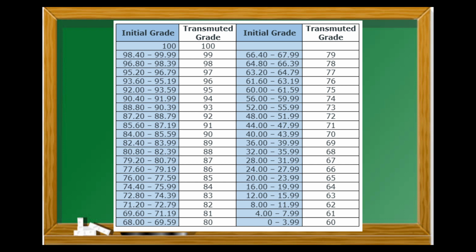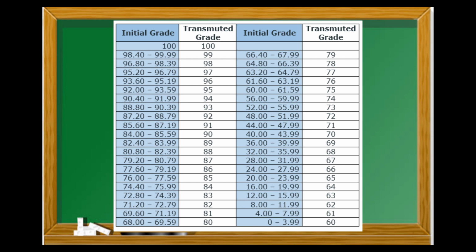So as you can see, 0 to 3.99 is 60, 4.0 to 7.99 raw score is 61 in transmuted grade. 8 to 11.99 is equivalent to 62, 12 to 15.99 is equivalent to 63, 16 to 19.99 is equivalent to 64, 20 to 23.99 is equivalent to 65, and 24 to 27.99 is equivalent to 66, and 28 to 31.99 is equivalent to 67, 32 to 35.99 is equivalent to 68, 36 to 39.99 is equivalent to 69, 40 to 43.99 is equivalent to 70, and 44 to 47.99 is equivalent to 71, and so on and so forth.